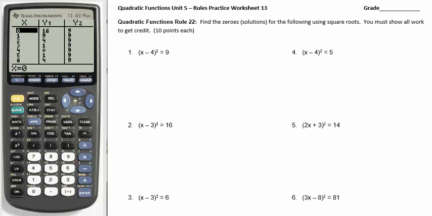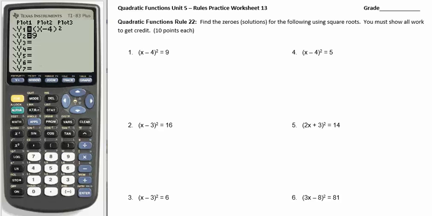All right, so here we go. Unit 5, Worksheet 13. So we're going to step it up even more here. First of all, we could just work this on the calculator. I've already plugged this one in. So x minus 4 squared equals 9.